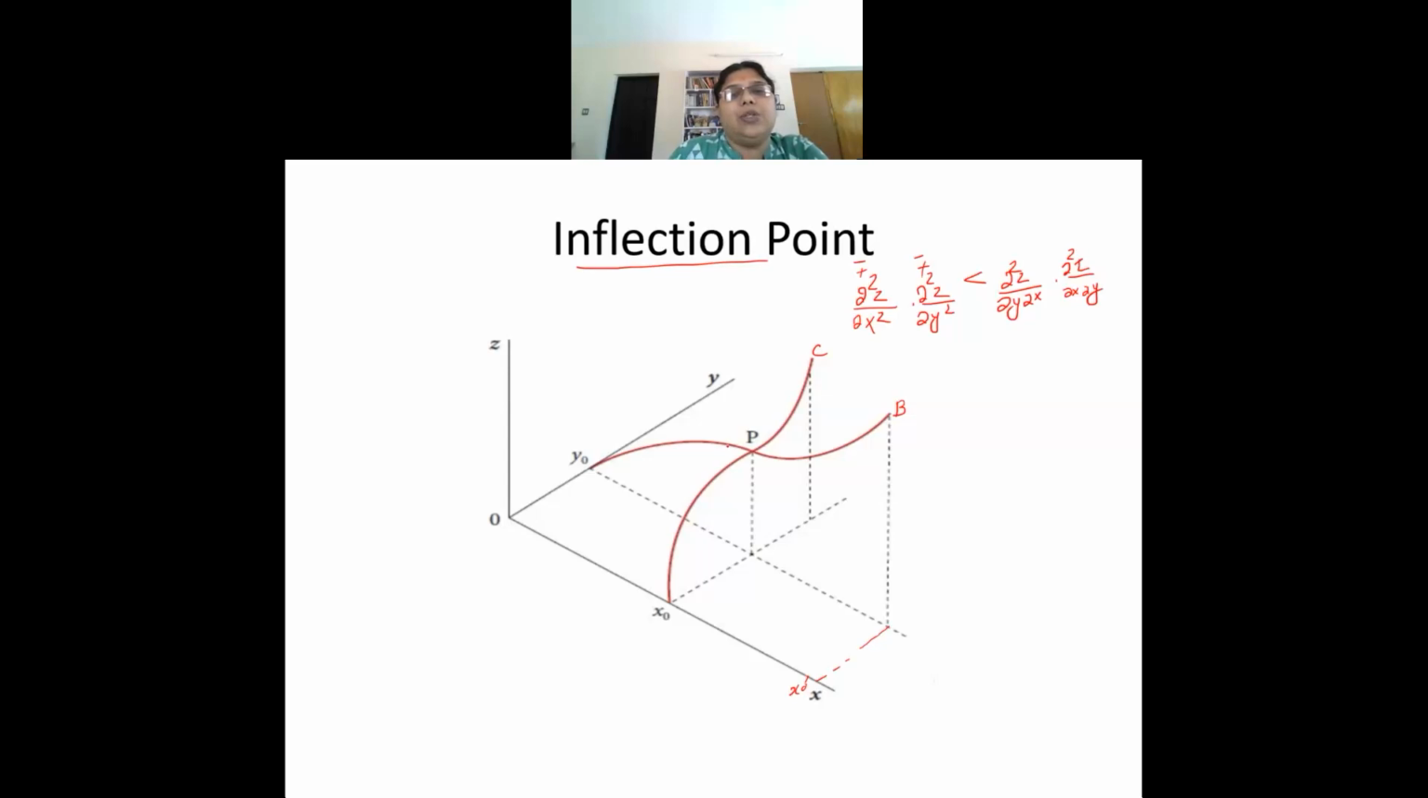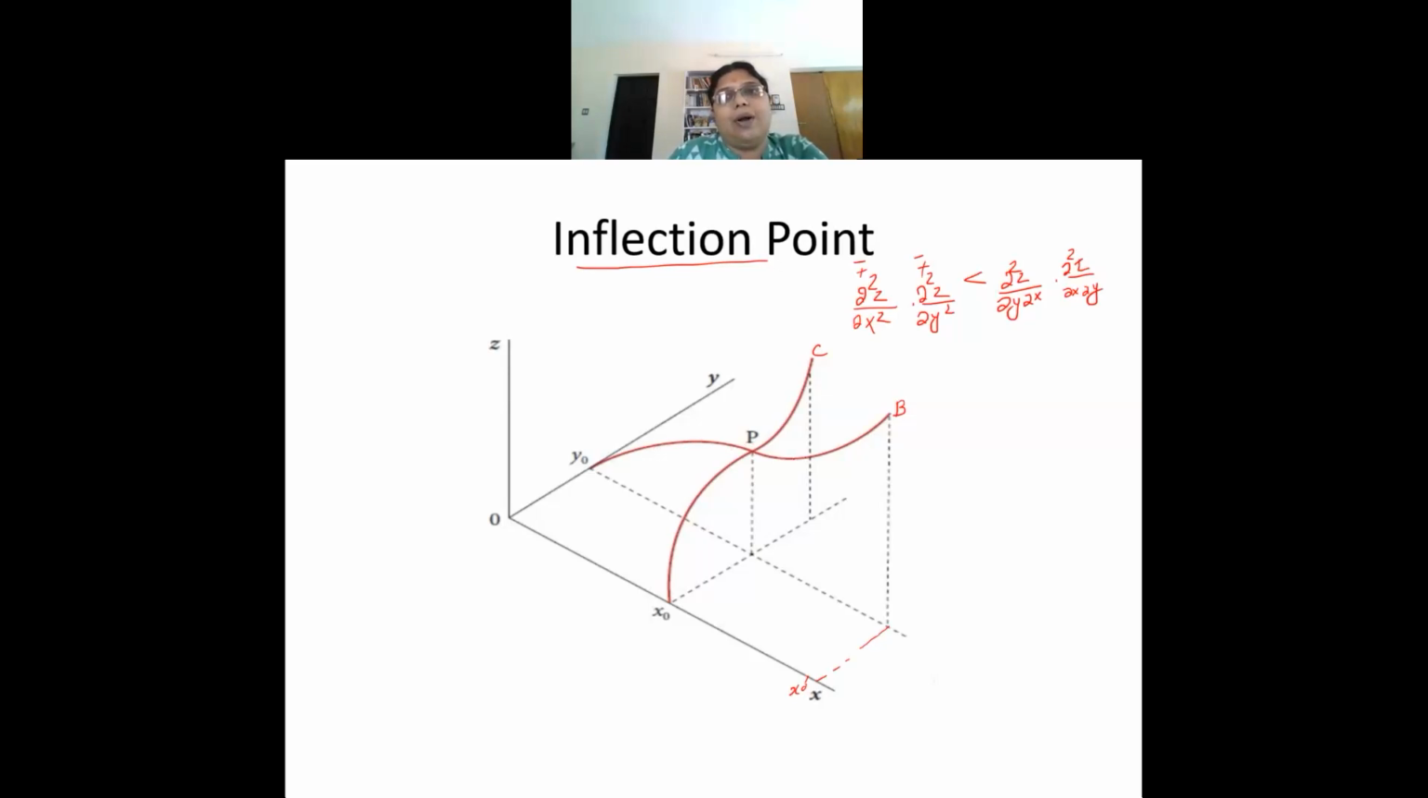This is because as you move from P to the right of P, we can see that the curve has transformed from being concave to convex. That is, to the left of P, you have concavity. To the right of P, you have convexity.